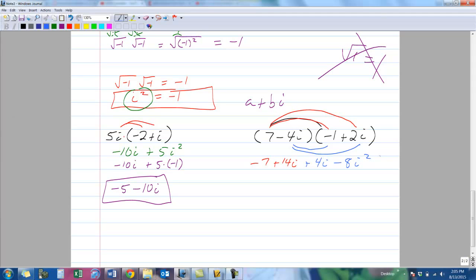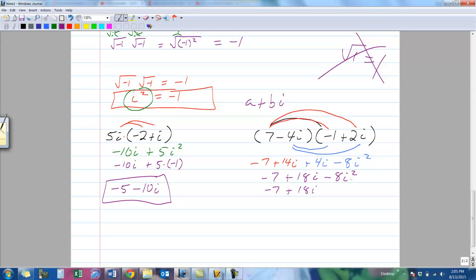So now we're going to combine like terms. This is going to be negative 7 because that's the only constant. 14i plus 4i is plus 18i minus, well, here's the thing though. Instead of minus 8i squared, what is i squared? Minus 8i squared. What is i squared though? It is indeed negative 1.